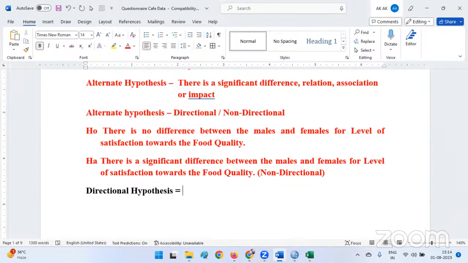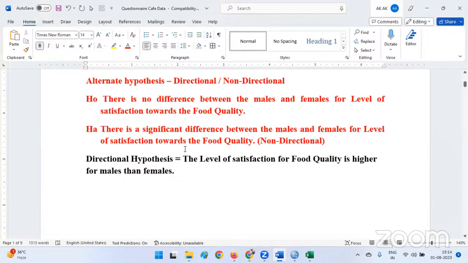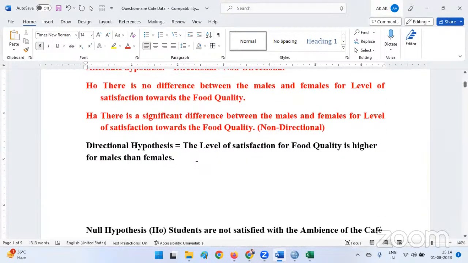So we can say the level of satisfaction for food quality is higher for males than females. So we say that males are more satisfied with the food quality of the canteen as compared with the females. That is a directional hypothesis.